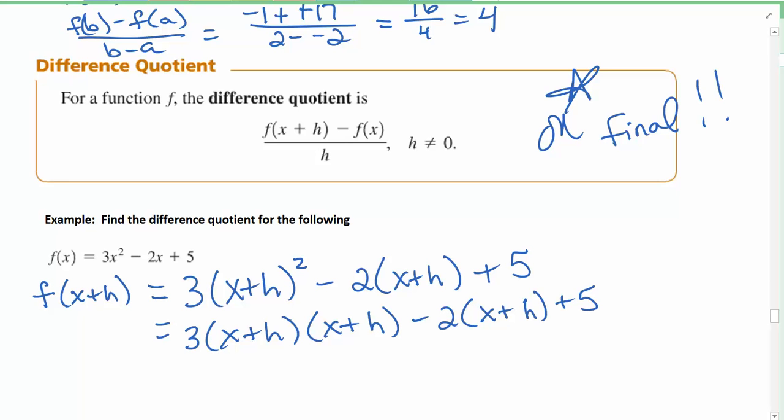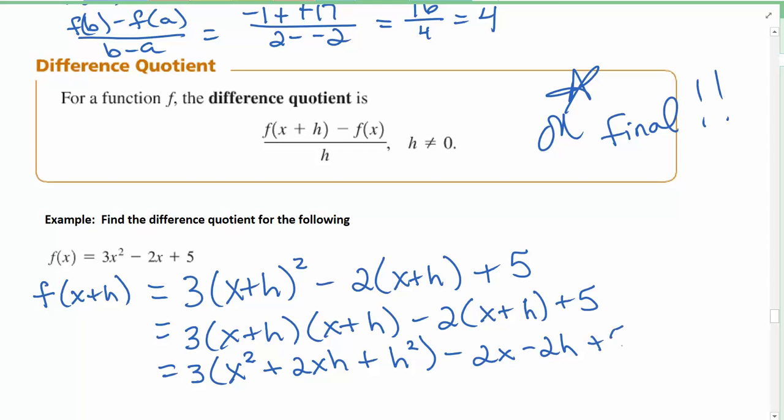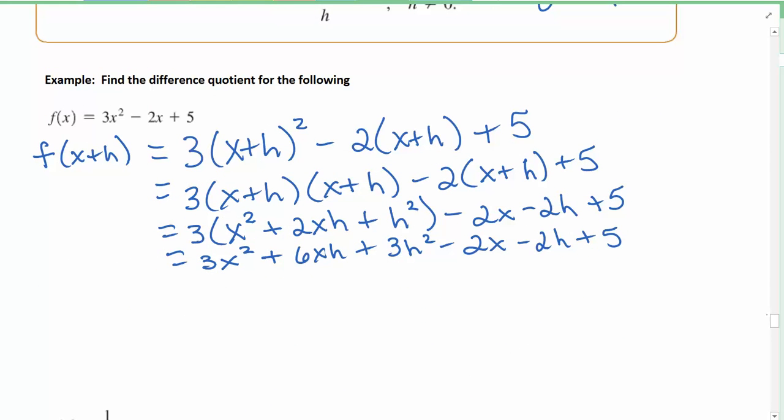Let's just clean this up. Remember, when you FOIL this out, you're going to have a middle term. So you're going to have 3 times x is x squared. You're going to have an xh and another xh, so you end up with 2 xh's, plus h times h, which is h squared, minus 2x minus 2h, carefully distributing that negative sign, plus 5. And then finally, you could distribute the 3 through, and you get 3x squared plus 6xh plus 3h squared minus 2x minus 2h plus 5.